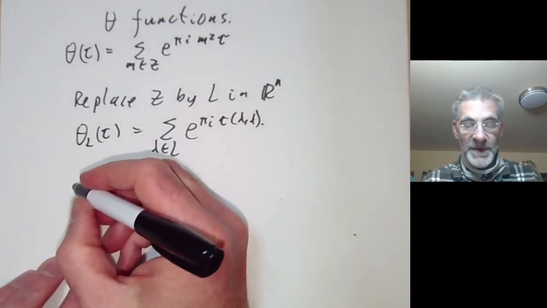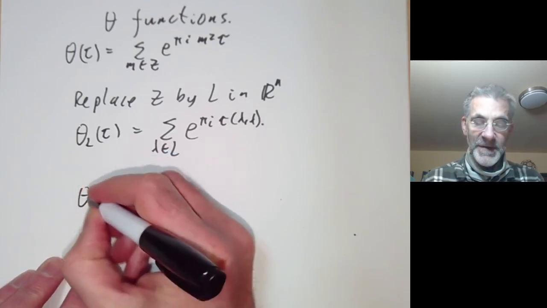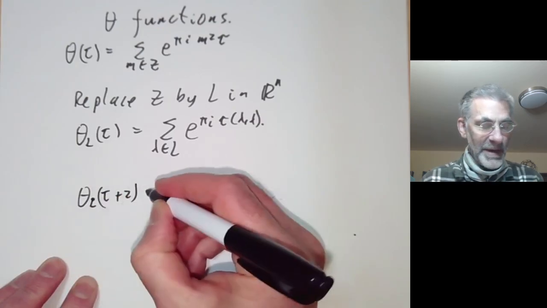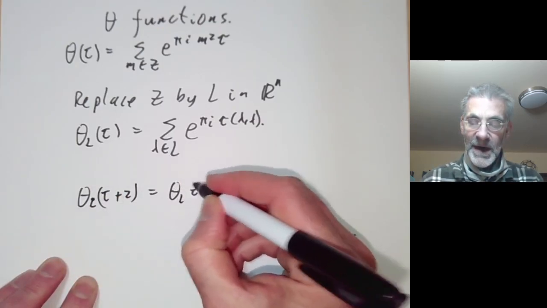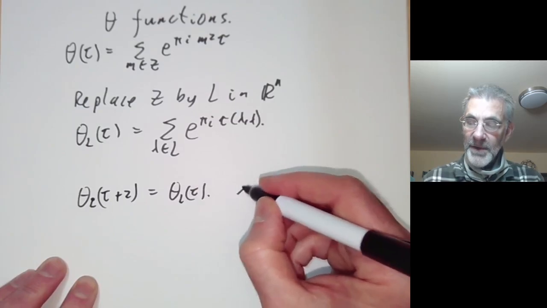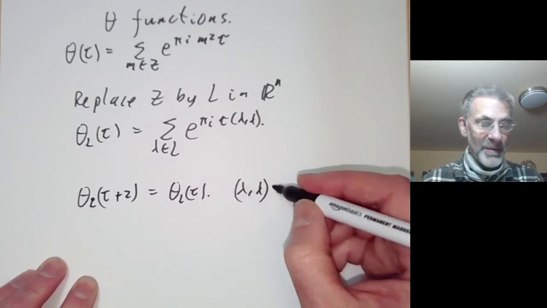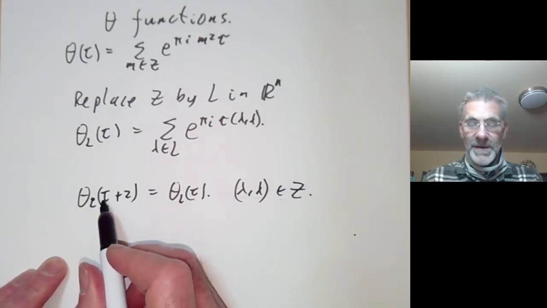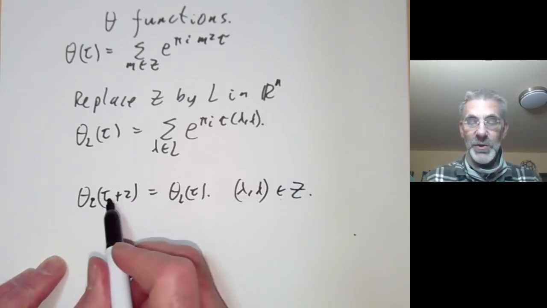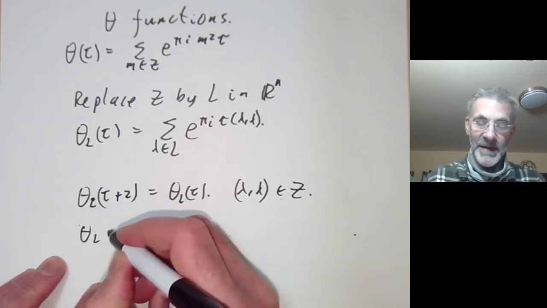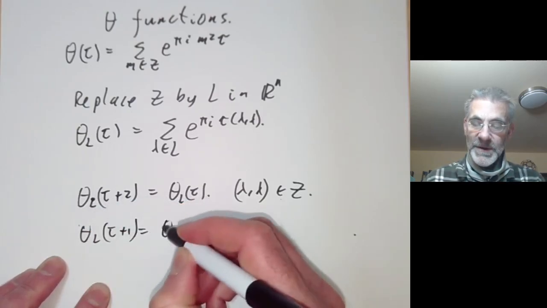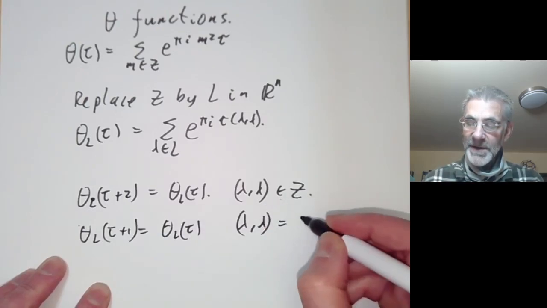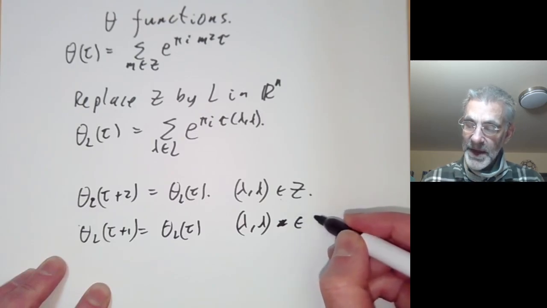And there are some obvious functional equations this satisfies. First of all, theta L of tau plus 2 is equal to theta L of tau, provided the norm of any element of the lattice, that's the square of its length, is an integer. Well, we can get this invariance under tau plus 2 down to tau plus 1, so theta L of tau plus 1 is equal to theta L of tau, provided the norm of any vector in the lattice is even.